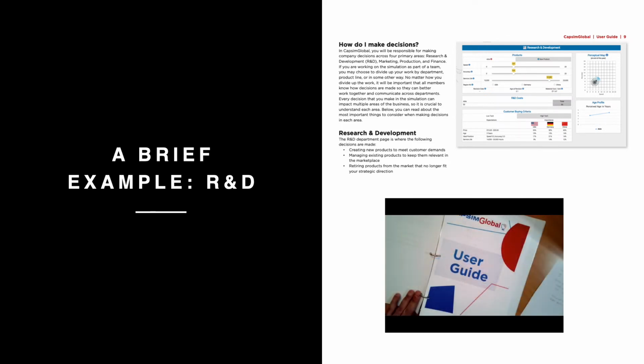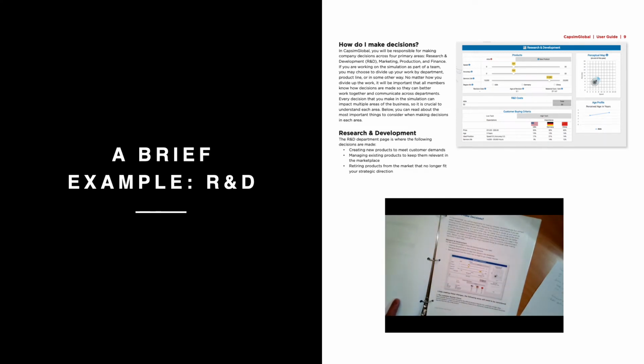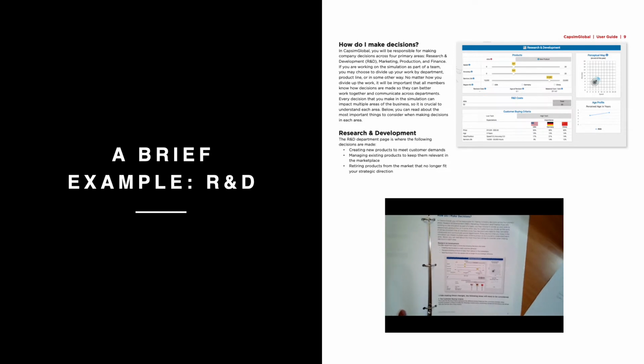I'd like to point you in the direction of the user guide here. On page number 9 of the user guide, you can see there's a description here. How do we make decisions? In research and development, you're in charge of designing the product to meet the customer preferences, right? So you're creating new products to meet the customer demands, managing existing products to keep them relevant in the marketplace, right? And retiring products that may not be useful anymore, at least in the markets you're serving. And so how does this all work? Well, the basis of everything is how much value do we create and deliver to the customer.